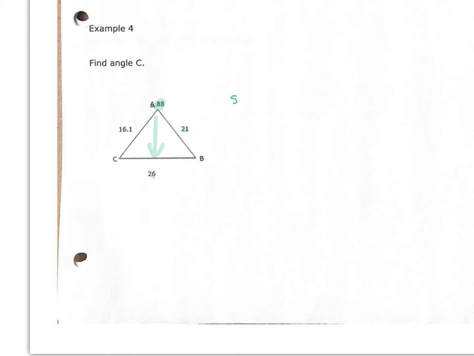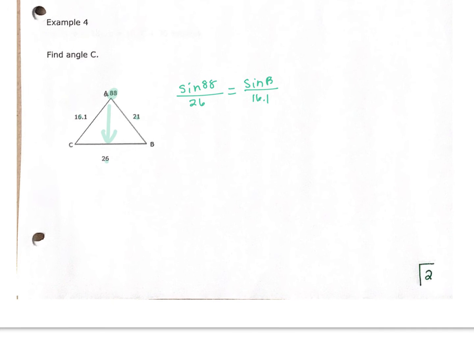All right, so we can say that the sine of 88 is to 26 as the sine of angle B is to 16.1. So that's the one proportion set up. The second one, take a look. We're going to have to do the sine of 88 is to 26 as the sine of C is to 21.